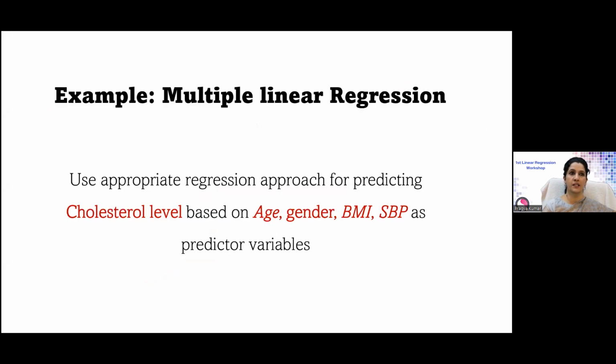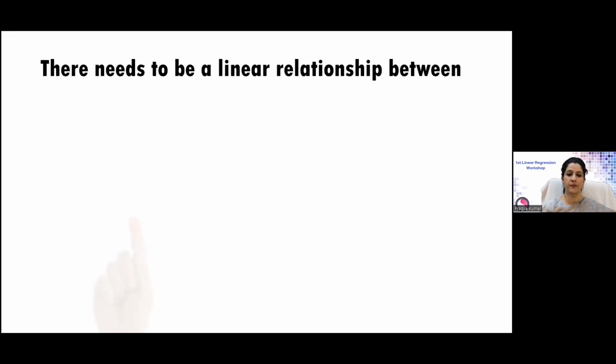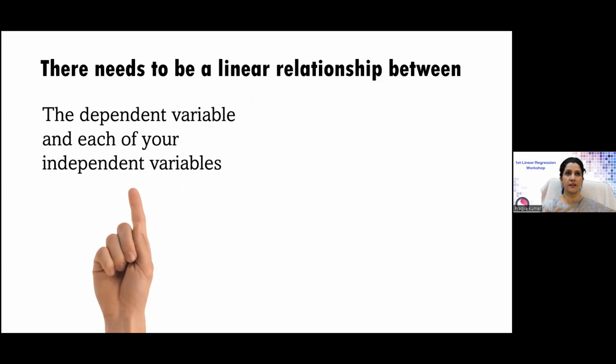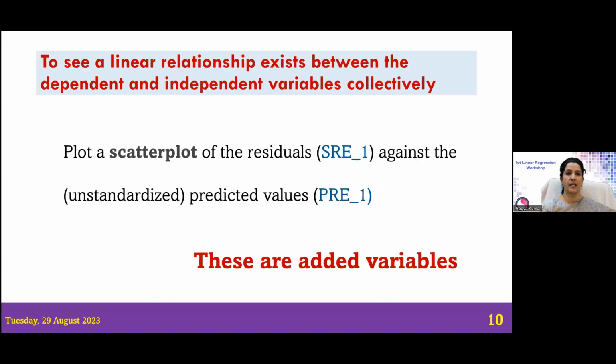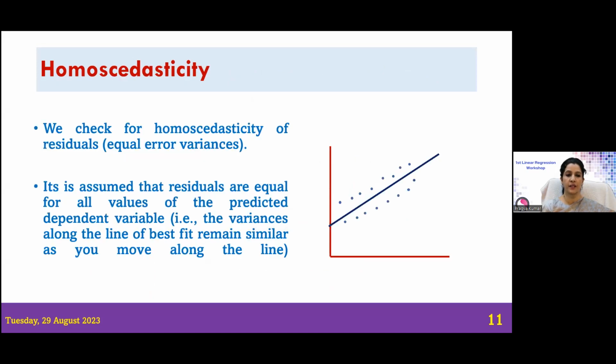So the question is, I have to predict the cholesterol level based on the age, gender, BMI, and SBP. Now we check the linear relationship between the dependent variable and the independent variables collectively. And that we test by plotting a scatter plot of residual versus the unstandardized predicted value. And this we have seen previously. The concept of homoscedasticity, I'm just repeating these concepts.